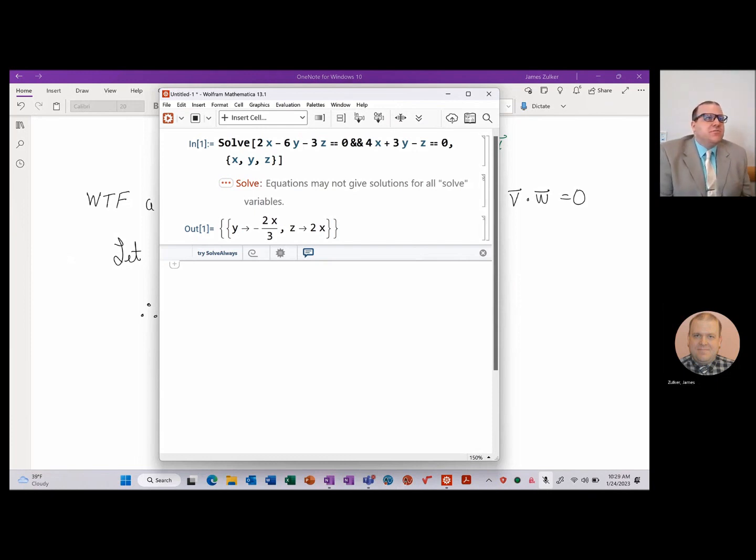X can be whatever you want it to be, with one exception. Can't be 0. What happens if x is 0? Then everything's 0. Well, that's just the 0 vector. That is the trivial solution. Obviously, the 0 vector is perpendicular to these two vectors because the 0 vector is perpendicular to every vector. So we ignore that one. Also, it's not unit, right? So we pick x to be anything we want except for 0.